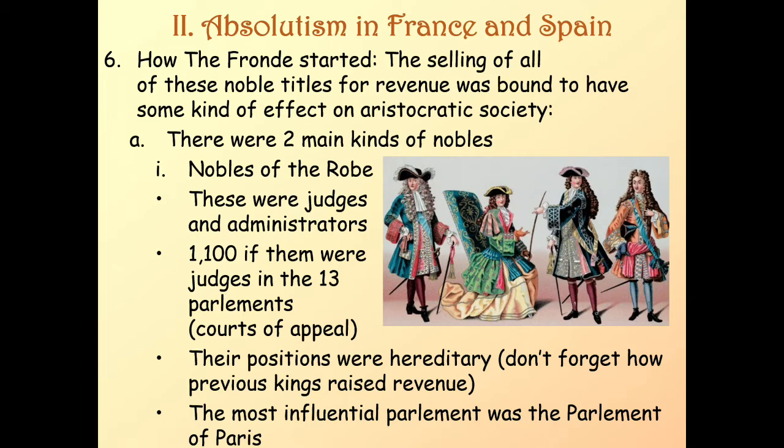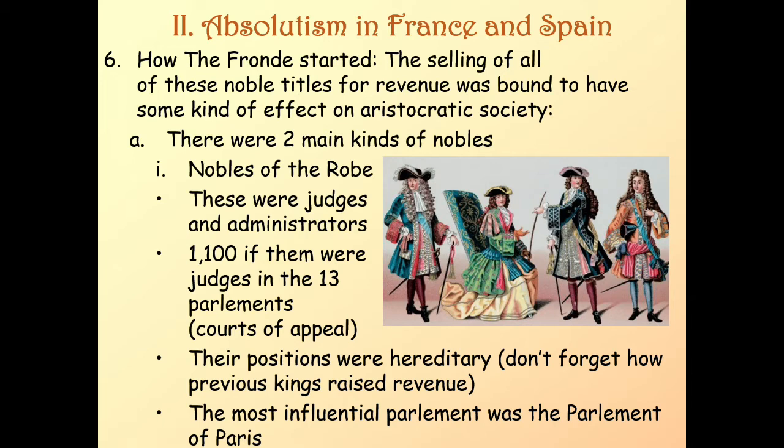Remember that selling titles to nobles was a main source of revenue for these kings. They got a lot of cash out of doing it, and they were able to bypass whatever representative assemblies they had to bypass in order to get money. And so there were two main kinds of nobles now. You had nobles of the robe, and these were judges and administrators.